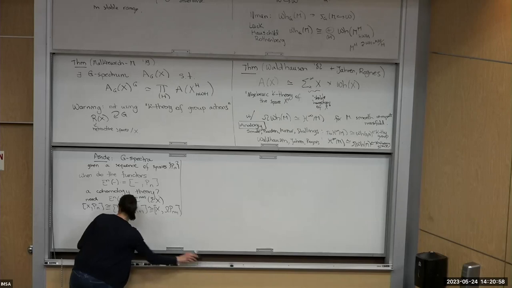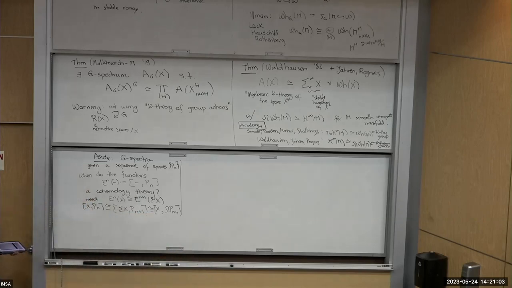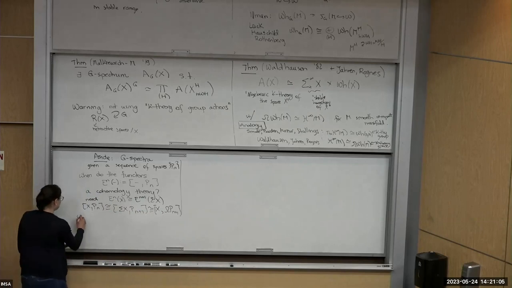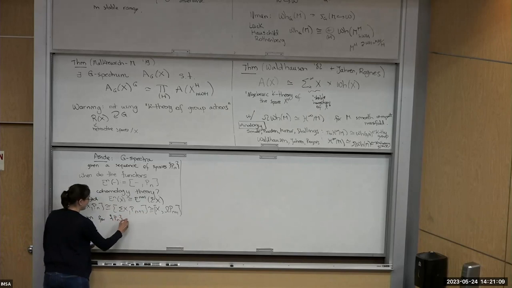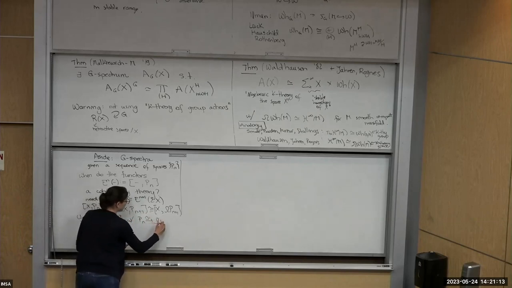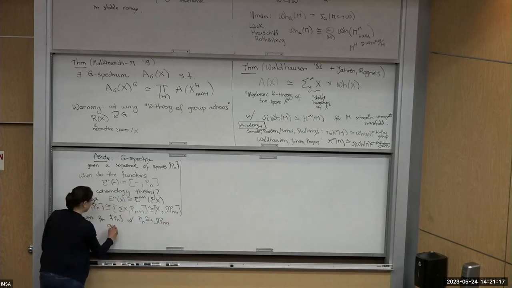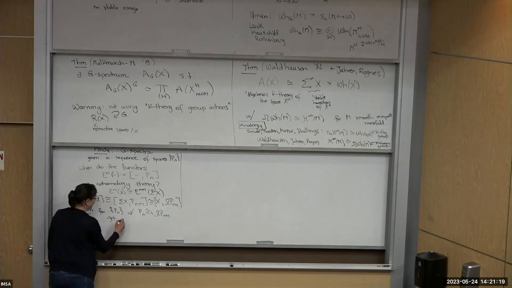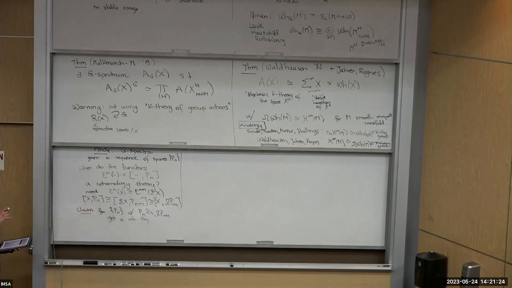let me say the claim. So we see that if P_N is equivalent to loops of P_(N+1), then this holds. And the claim is that for a sequence P_N with P_N equivalent to loops of P_(N+1), we get a cohomology theory. So this axiom holds, and so do the rest.